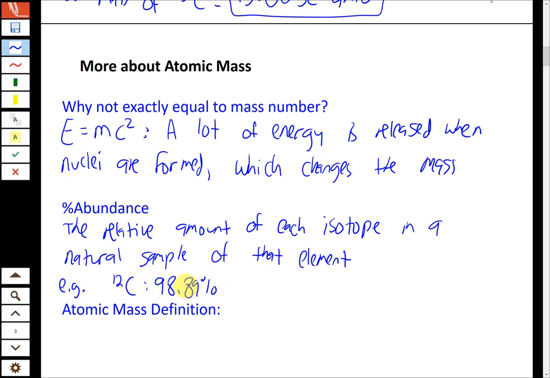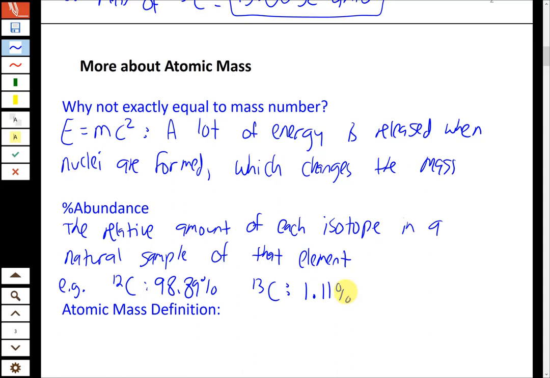But there's still a little bit that's not carbon-12, so the vast majority of the rest is carbon-13. And so that's going to make up the other 1% or so. So it's not the major isotope, but it is still present in significant measurable amounts.